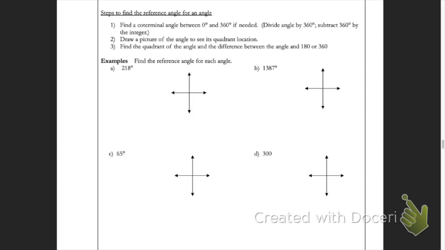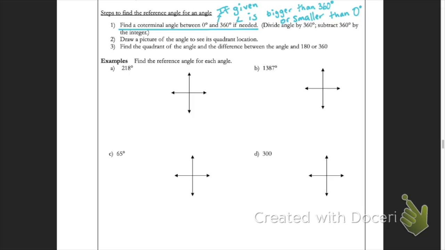So now we're actually going to start finding reference angles. I've given you some steps listed out above. Step 1, find the coterminal angle between 0 and 360 if needed. This is only when you have an angle that's larger than 360 or smaller than 0. You'll see in example B, we will have to do this step. So for example A, we do not need to do this step.